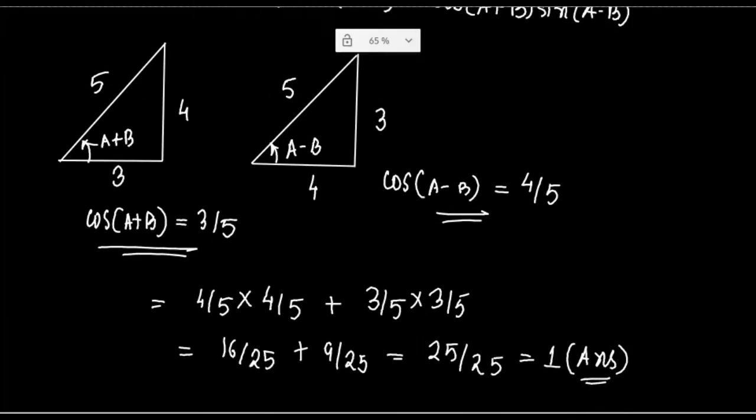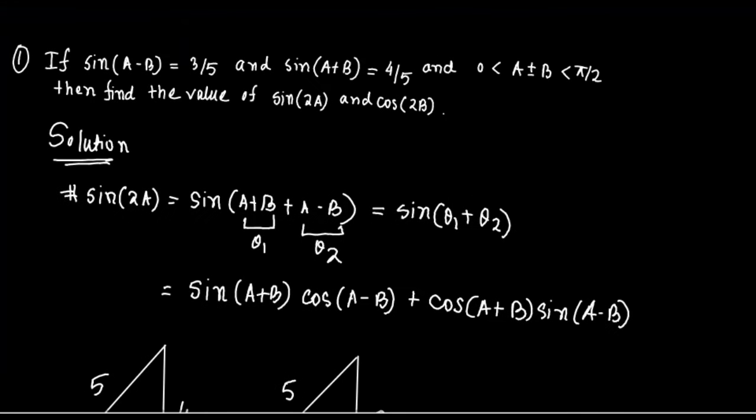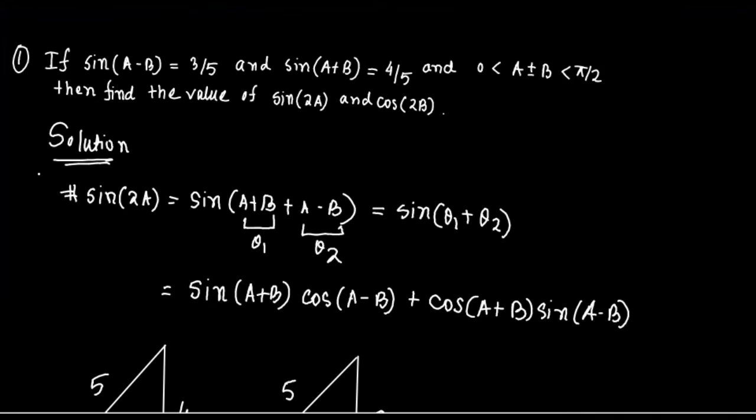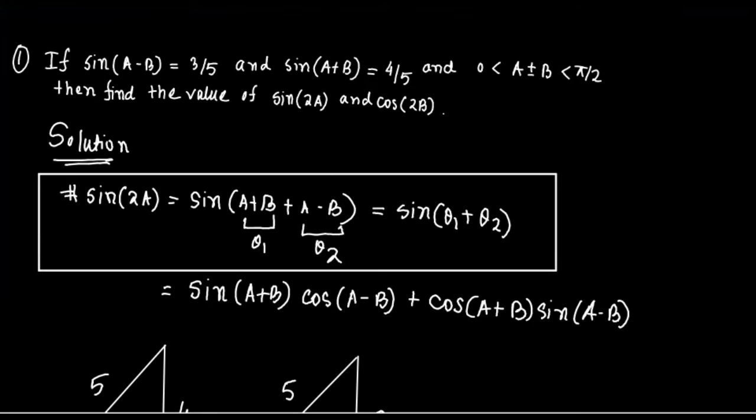It is a very simple question. We just have to find the value of cos a minus b and cos a plus b, and you have to be very careful about this step: we have written 2a as a plus b plus a minus b, and we have considered a plus b as theta 1 and a minus b as theta 2, and then we have applied the sine of a plus b formula. Okay, so let's get to the next question.